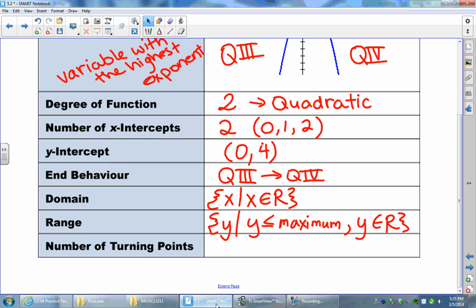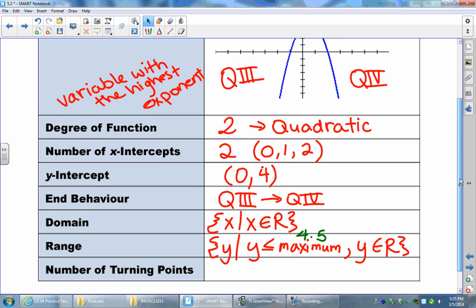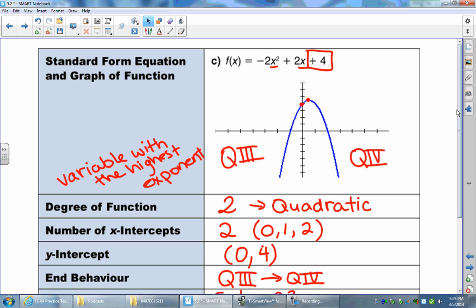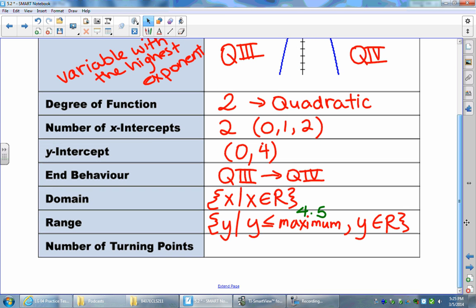So if we wanted to be really specific here with our range, we could say that y needs to be less than or equal to 4.5. That's the highest possible y value in this function. And other than that, y can be any real number. The number of turning points is the number of times that the graph or the function changes its directions. So it's going upwards and it changes directions once and it starts moving back downwards. So we would say that this graph has 1 turning point.